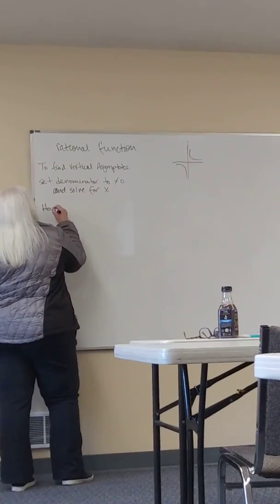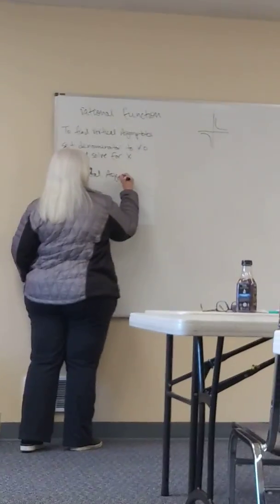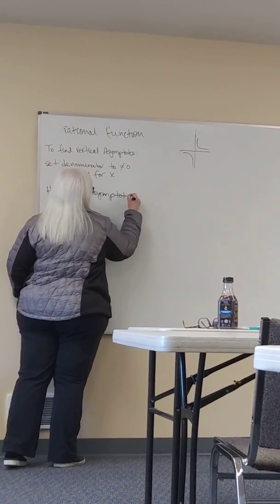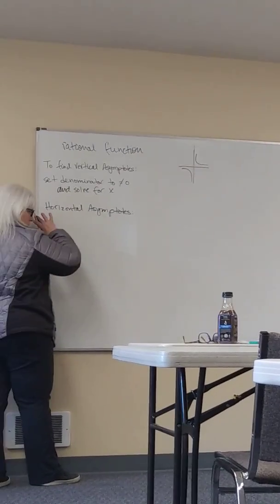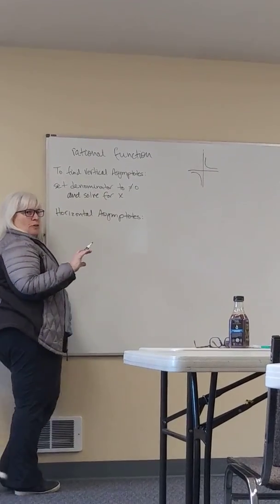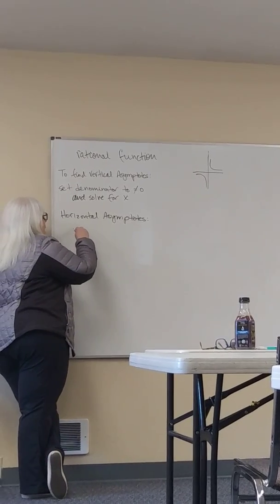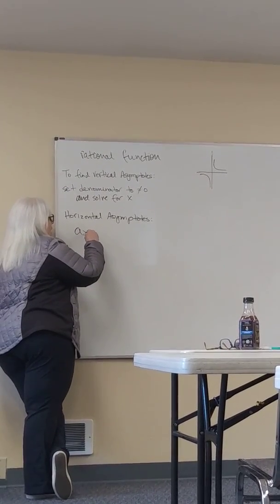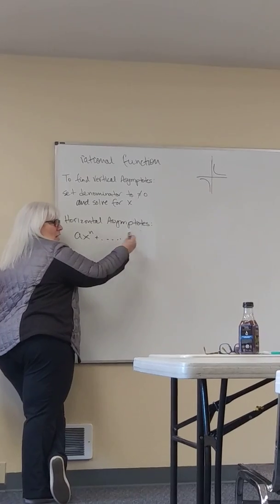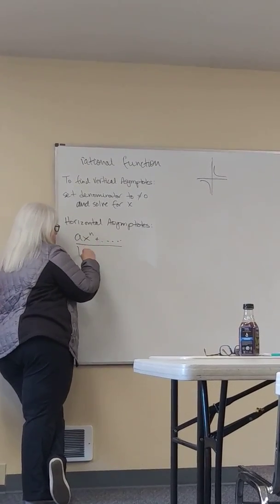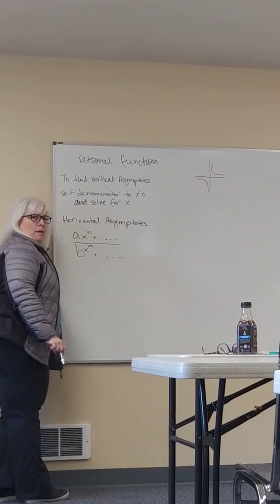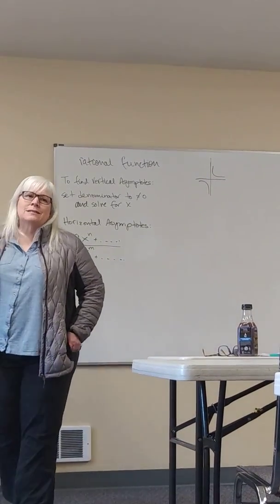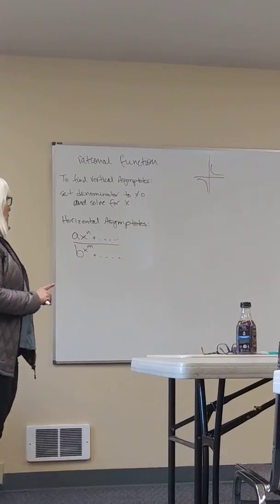For horizontal asymptotes, it's a little more complicated. When you have polynomials in the numerator and the denominator, you're going to have, let's say, a x to the n plus dot dot dot over, let's say, b x to the m plus dot dot dot, okay? To know horizontal asymptotes, it's the leading terms that matter.